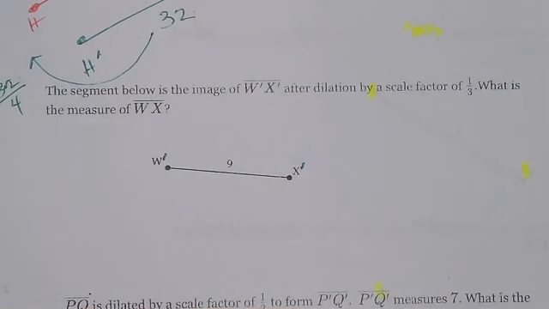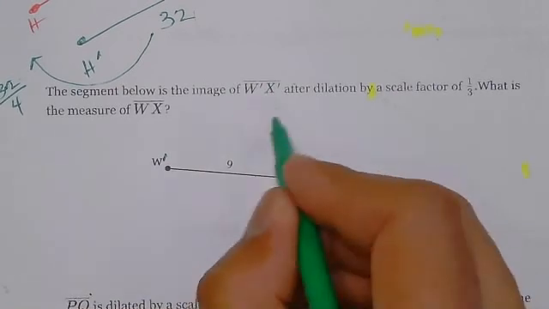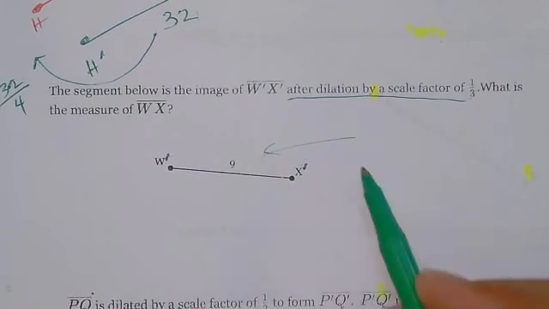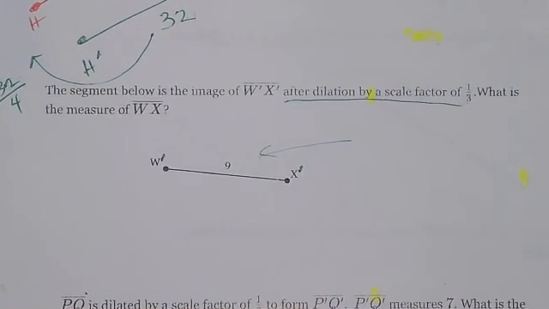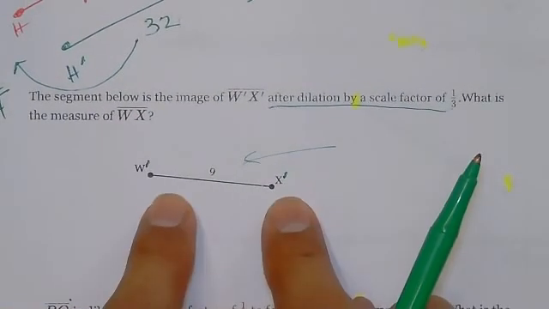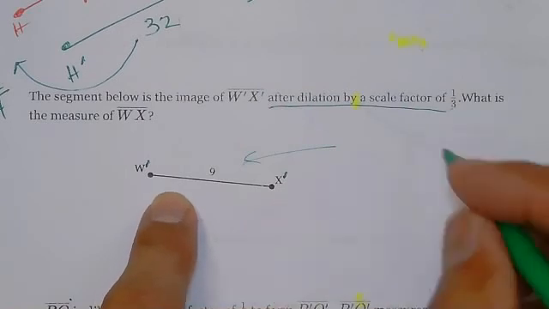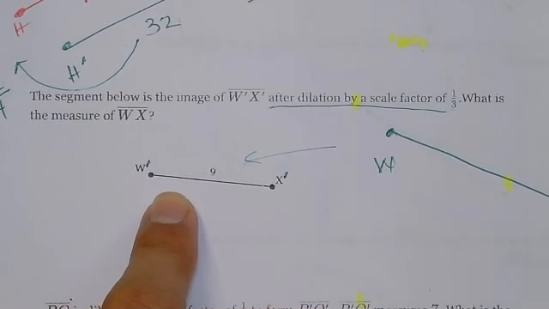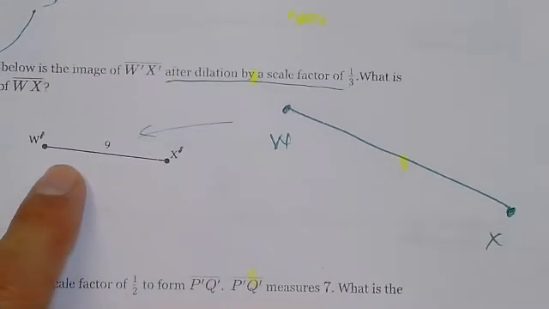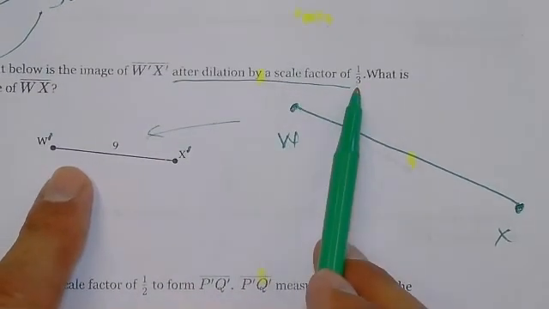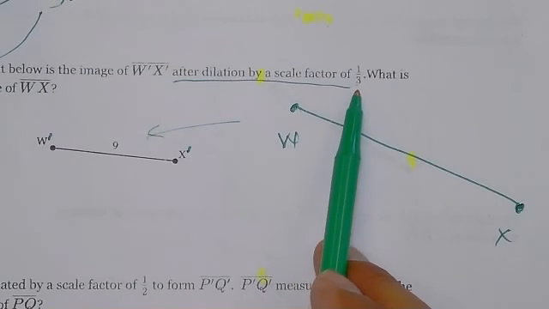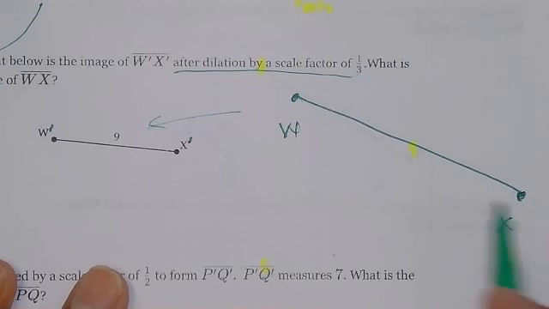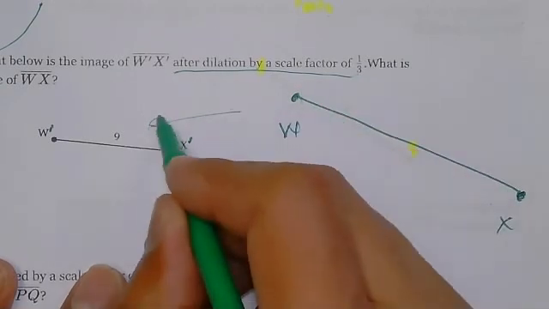Oh. That means that the original one had to be bigger or smaller? What do you guys think? After a dilation of 1/3, it came down to a 9. Right? Because a fraction means it has to shrink. So that means that the original had to be bigger or smaller? Bigger, very good. That means the original WX had to be the larger one. Because remember when the scale factor is a fraction, it shrinks, it reduces in size? Yeah.